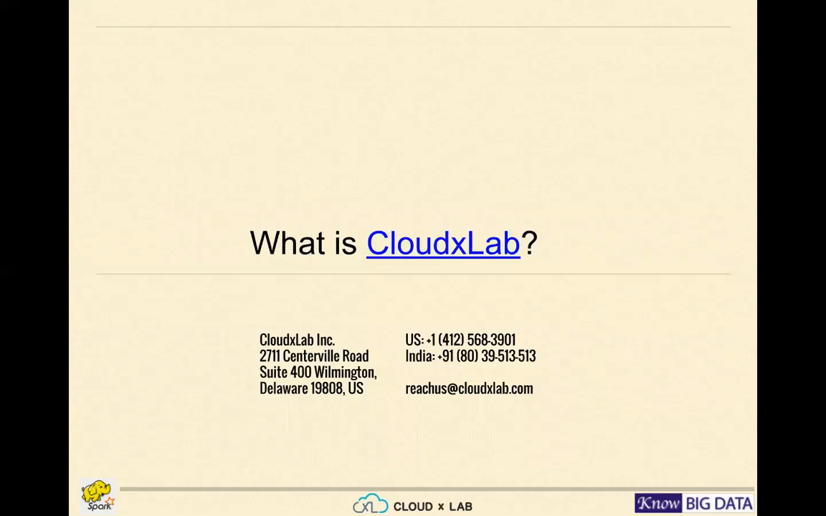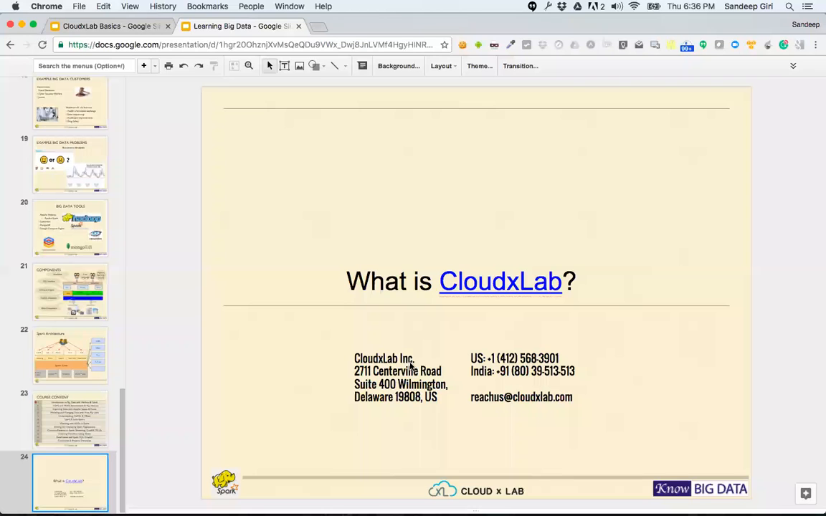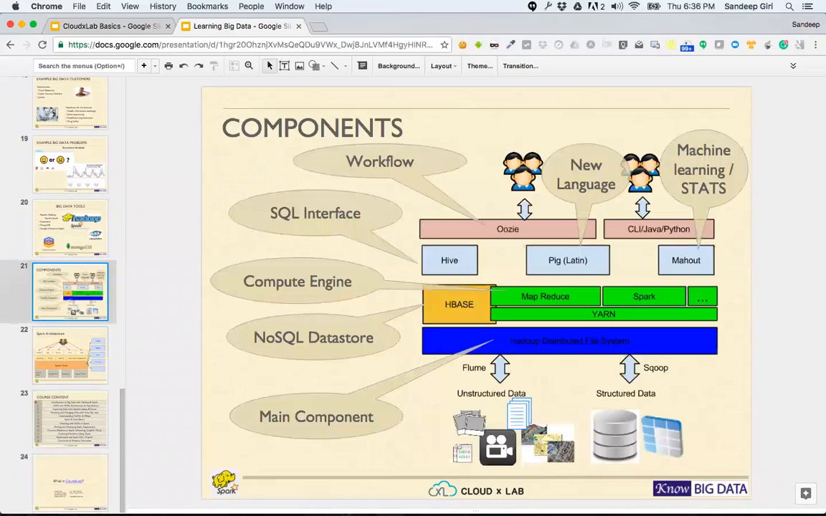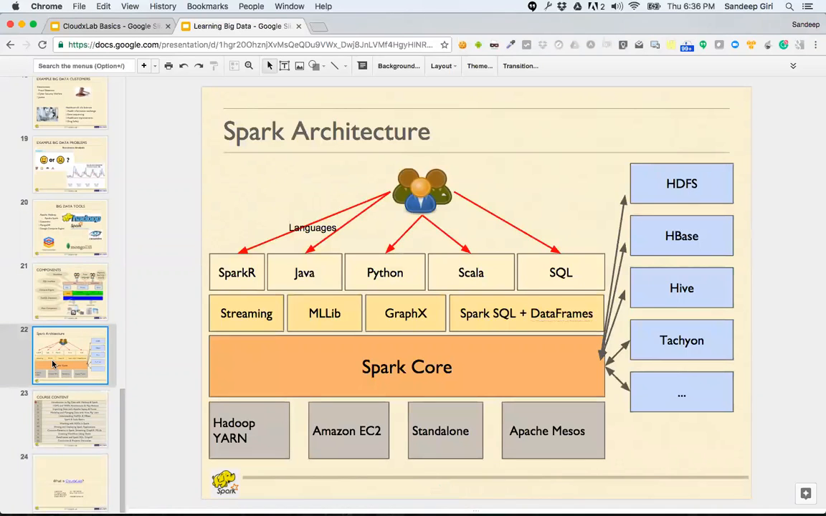All right. So now the question is, what is CloudxLab? So that was about the two frameworks we have talked about. So far we have talked about what big data is, and then we have spent some time understanding the components of Hadoop and the components we are going to cover in Spark. Before I jump to CloudxLab, I would love to answer your questions.